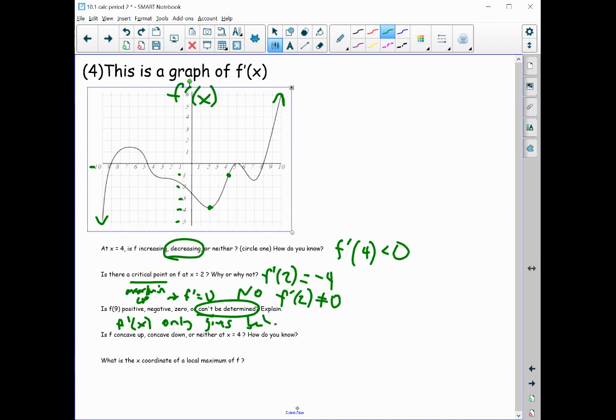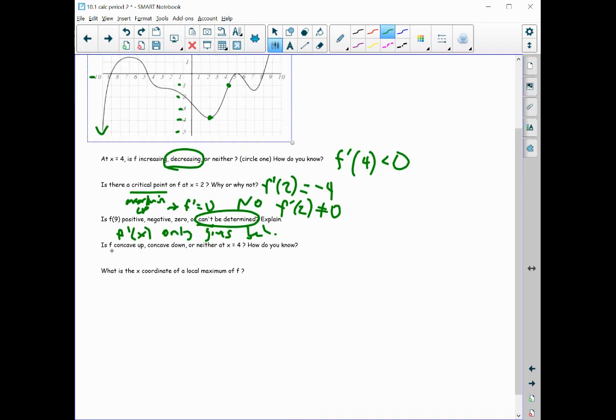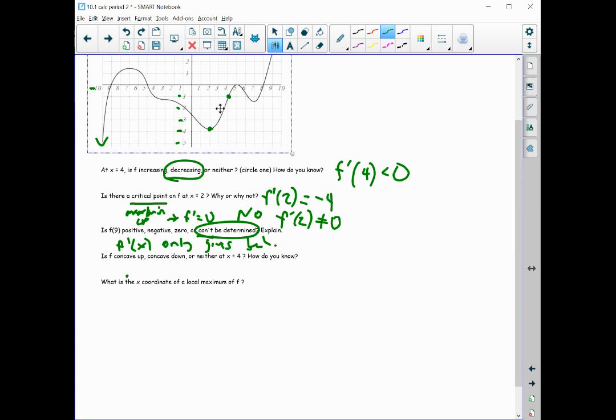Is f concave up, concave down, or neither at x equals 4? Okay, so now again, if they're asking me about concavity, I'm going back to my chart. So if f is concave up, f prime is increasing. So really, I'm going to say, is f prime increasing, decreasing, or constant? So if I look at 4, f prime is increasing there. That tells me that f is concave up. And I would say because f prime of 4 increases. Or you can say f prime increases at x equals 4.